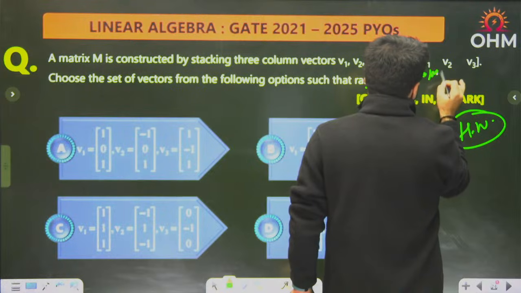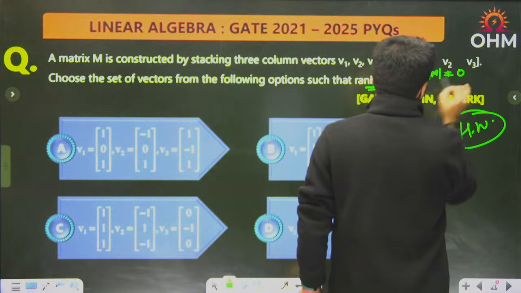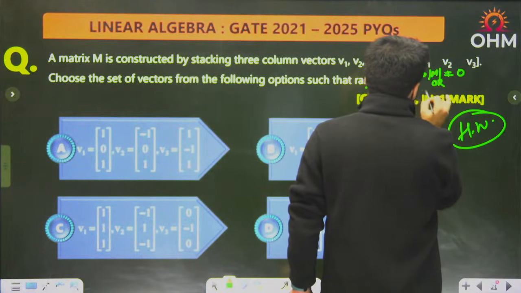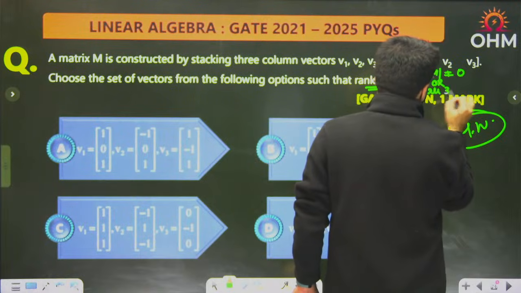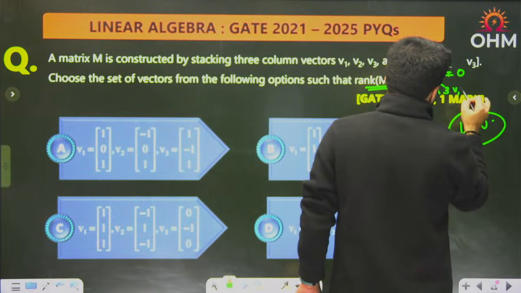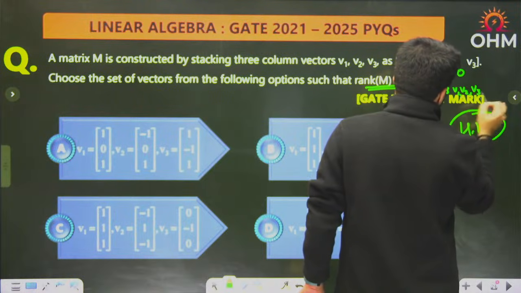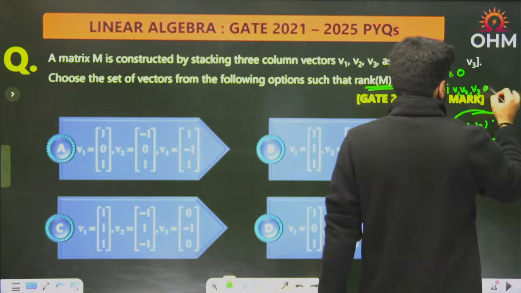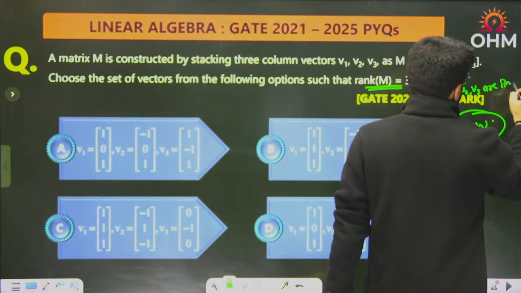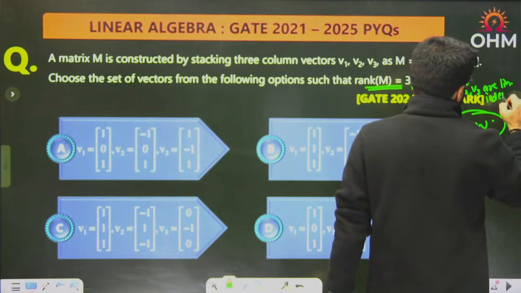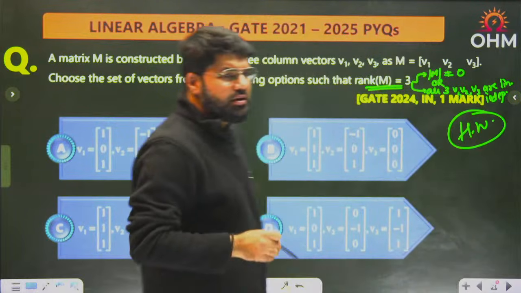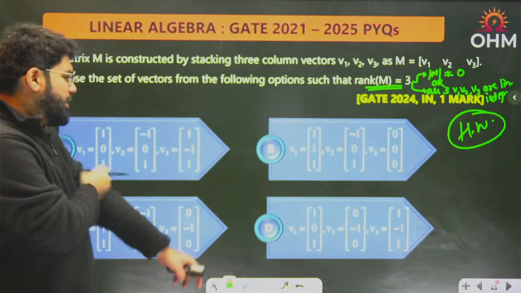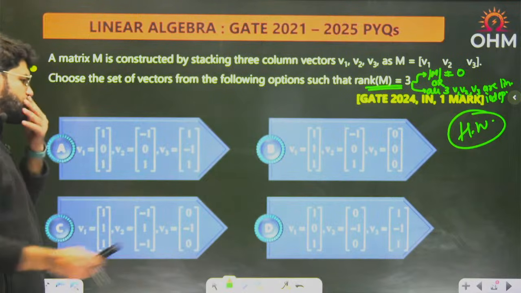You can choose 2 paths here. Choose the logic that the determinant of the matrix should be non-zero, or choose the logic that all three columns, that is V1, V2, V3, are linearly independent. Then only the rank is 3.